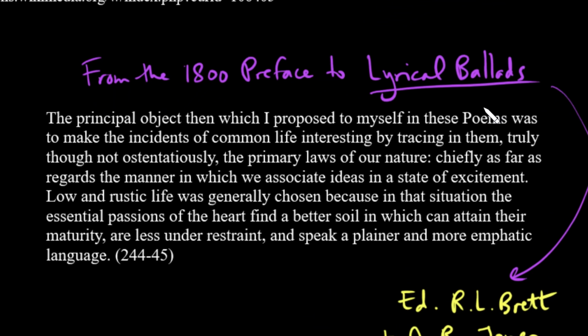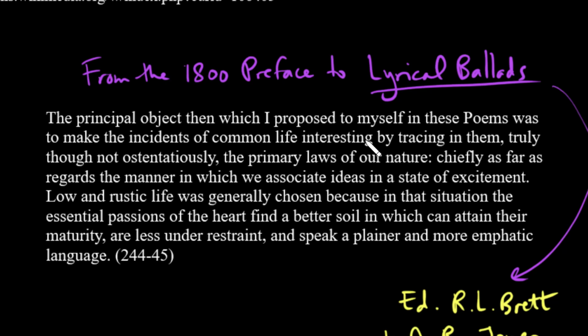So this passage reads, "The principal object, then, which I proposed to myself in these poems was to make the incidents of common life interesting by tracing in them truly, though not ostentatiously," right? So kind of realistically, but not in a showy manner, not showing off, the primary laws of our nature, chiefly as far as regards the manner in which we associate ideas in a state of excitement. Notice this kind of passion that comes through. And then if we are passionate, how do our mental faculties work? So you can see a radical interest in consciousness, and that's very common with Romantic poets.